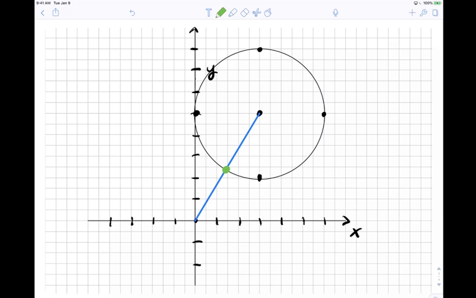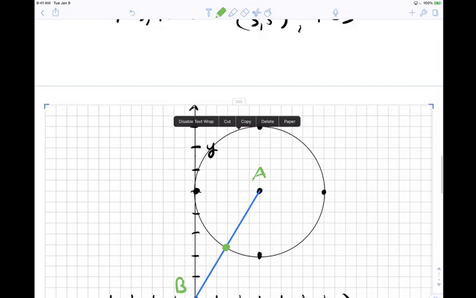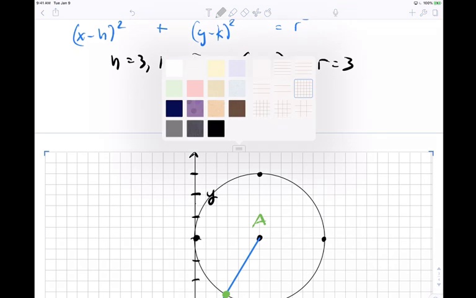Let's label the center of the circle A, and let's label the origin B, right? So it's not guaranteed that this point is halfway between A and B, but we want to find the distance from the origin to that point near the center, right? So what we can do is find the distance of AB and then just subtract the distance. Like this.